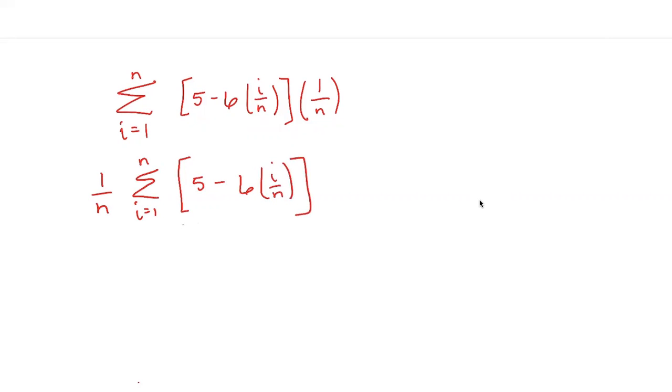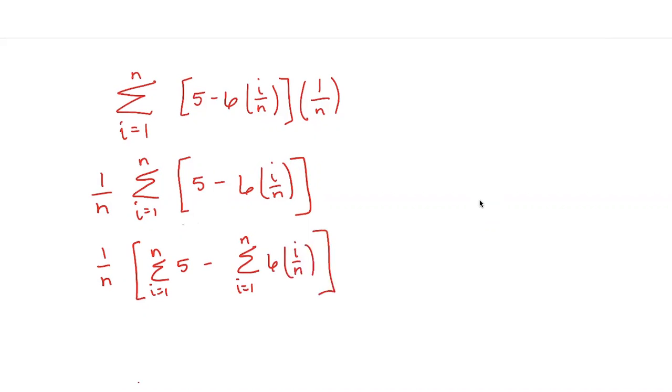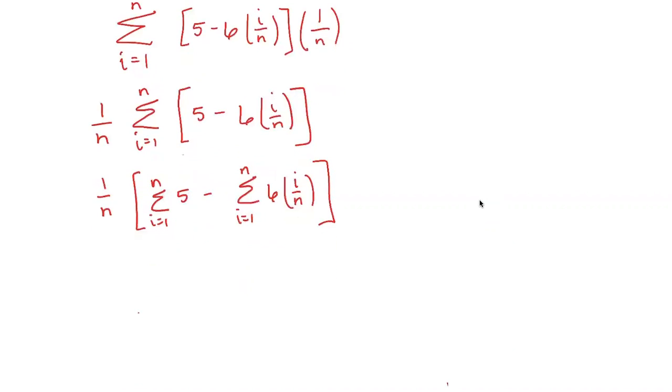What you're going to do now is separate that summation. So we're going to leave the 1 over n out front. We're going to put a parenthesis here, and we're going to say times the summation of i equals 1 to n of 5 minus the summation of i equals 1 to n of 6 times i over n. So we're going to separate it into two separate summations.